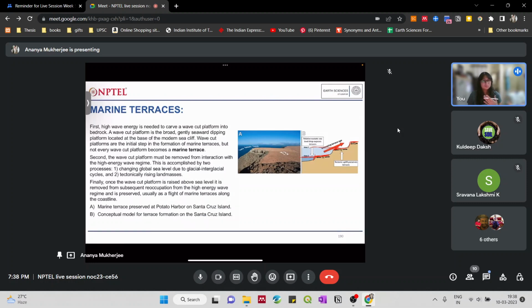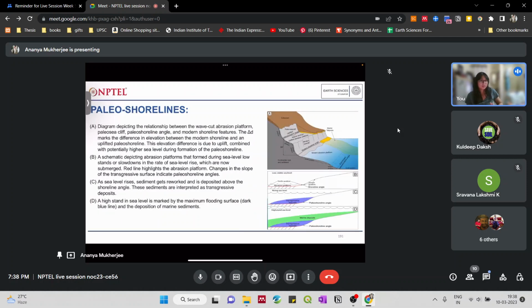Now we saw how sea level rise and sea level fall can be seen with marine terraces, and you can also understand that by studying paleo shorelines. Usually shorelines are linear features. Sometimes when you see a satellite image and do further analysis, you can actually point out the different, older shorelines that were present before.